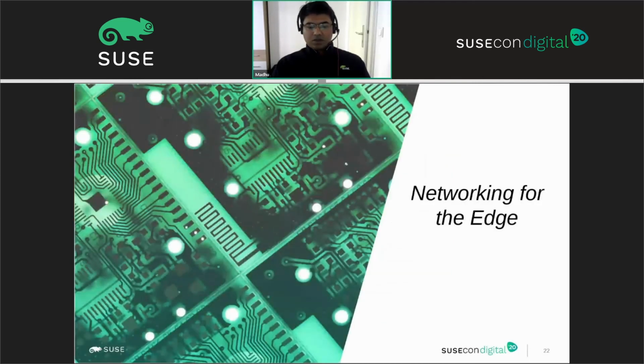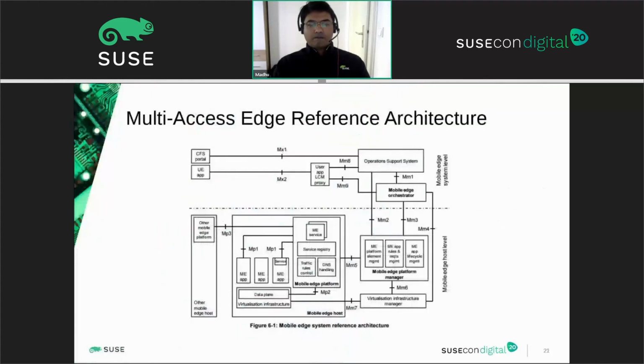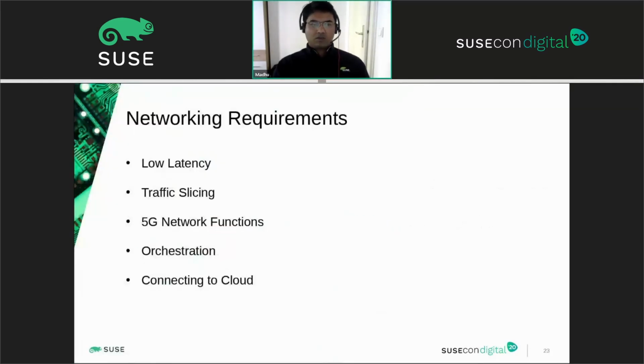So a small look at the networking. We see a lot of things that are different when it comes to networking for edge computing. One of the key requirements is, of course, providing low latency and traffic slicing capabilities. Traffic slicing itself is a concept that requires a separate session on its own.